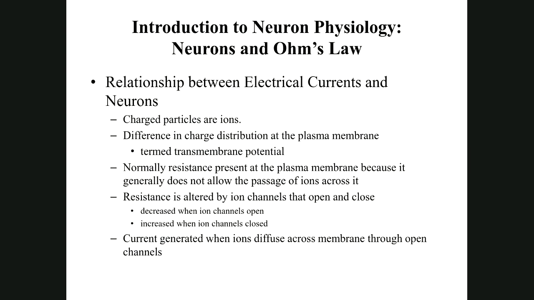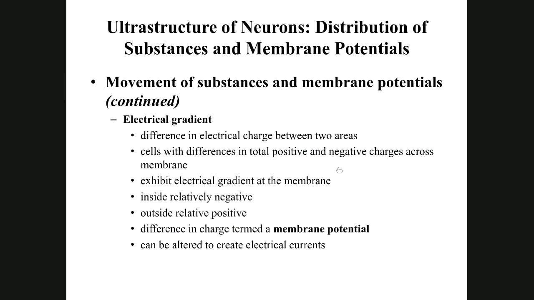And so that electrochemical gradient, it's an electrical gradient that we're creating because we're separating charges, but we're separating those charges by separating chemicals. So we refer to that as an electrochemical gradient. So this electrical gradient is simply just because we've separated those charges, inside more negative, outside more positive, and now what we've created is called membrane potential, transmembrane potential.